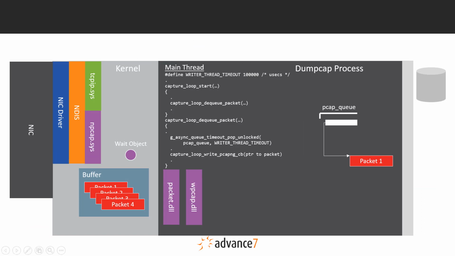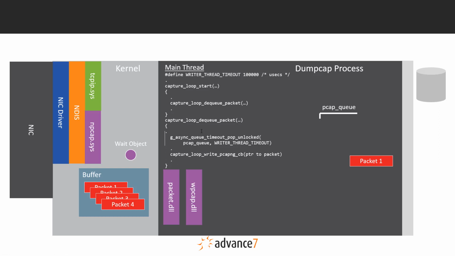Now what I'm showing in this slide is just the main thread code that handles this dequeuing of the packets. So the capture loop start routine calls capture loop DQ packet, and in that second function, that's where we actually handle the dequeuing. At this point we can see we have this function call g async queue timeout pop unlocked. Notice the timeout value there. So if we go to the queue and there's nothing there, we wait for that timeout value before we would return, having actually perhaps popped no packets off the queue. The timeout is 100 milliseconds, which we can see defined at the top of this code.